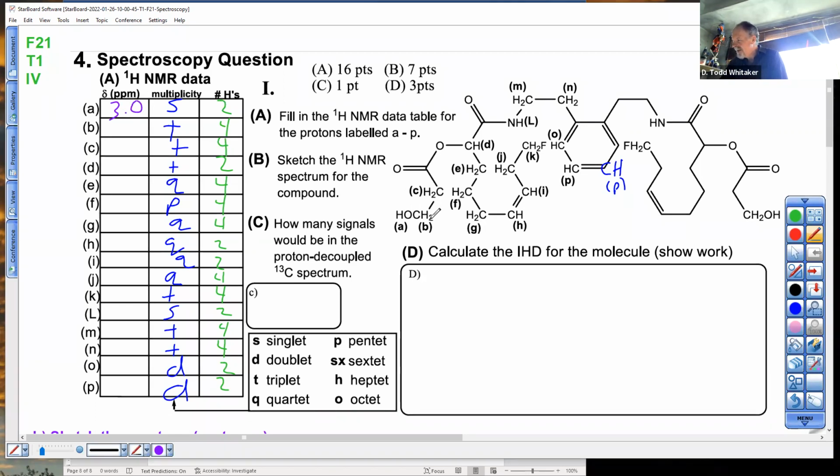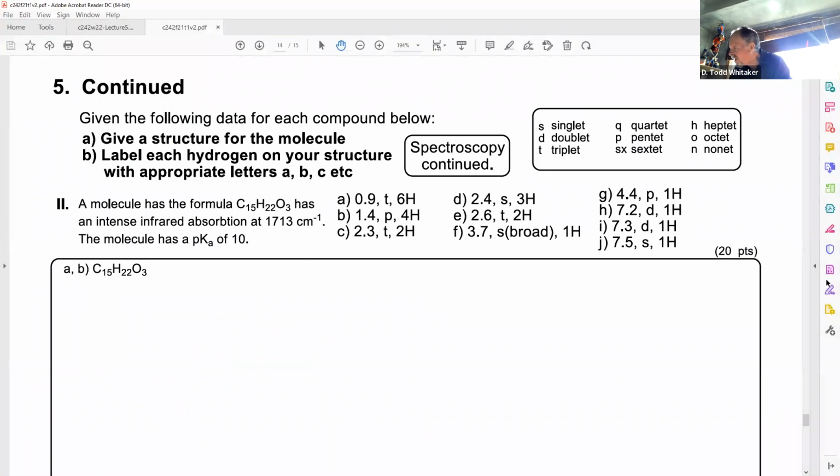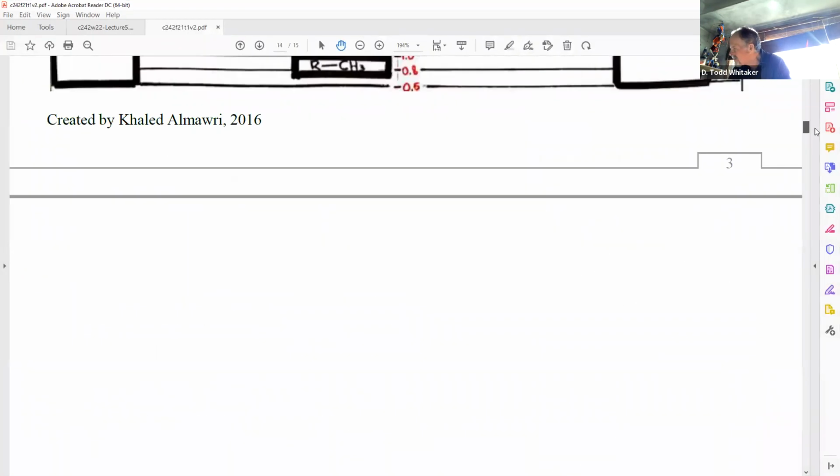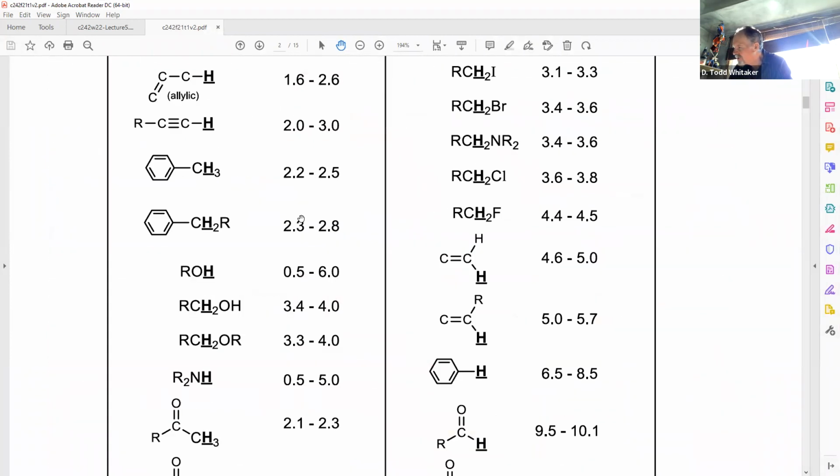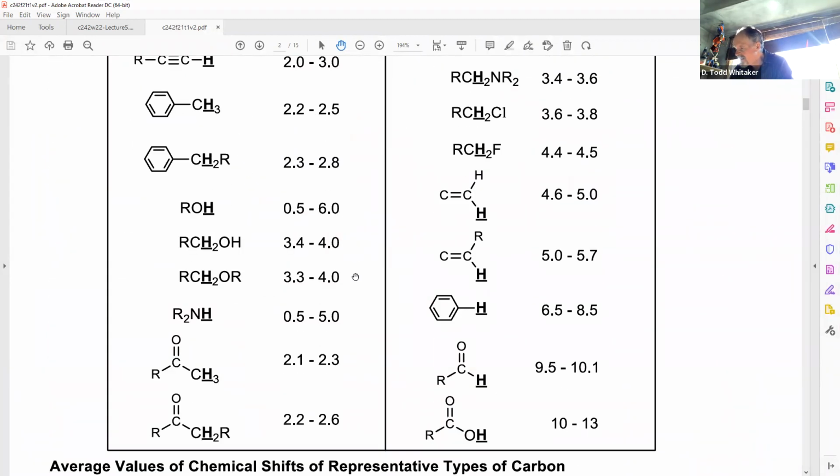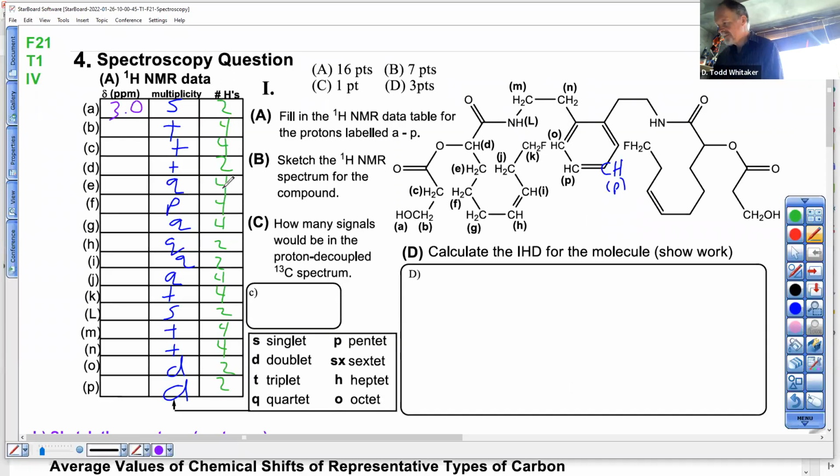B. H attached to a C that is an alcohol. Should I get the exam? I have the exam open. It's not a big deal. H attached to C that is the alcohol. Here's the exam. Here's our table. There's the picture version. H attached to a C that is an alcohol, anywhere between 3.4 and 4. How about 3.6? Sound good? Somewhere in there. 3.6.